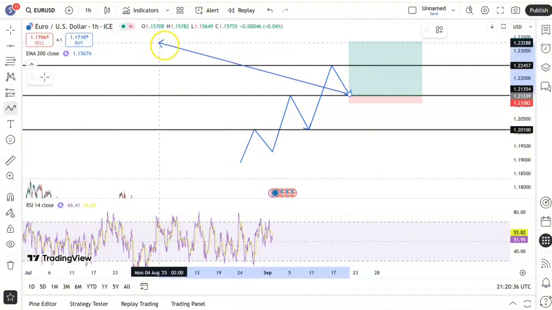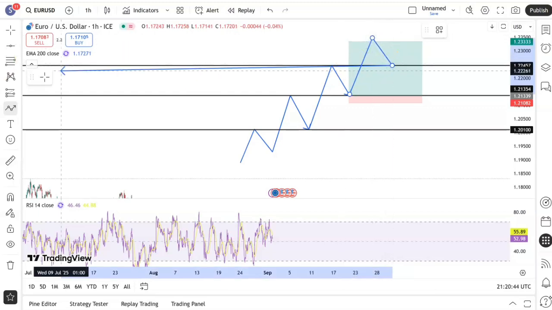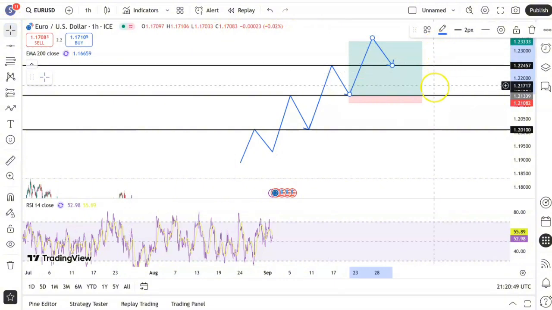You can look at what has happened in the previous area and see where the next resistance zone will be before this is going to form another correction. So this is very clear on how you can trade with market structure.